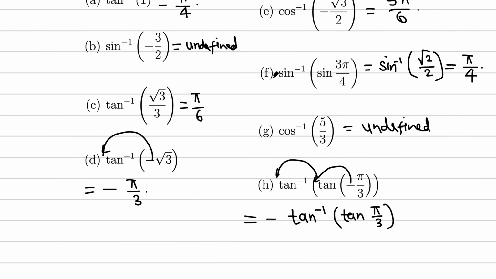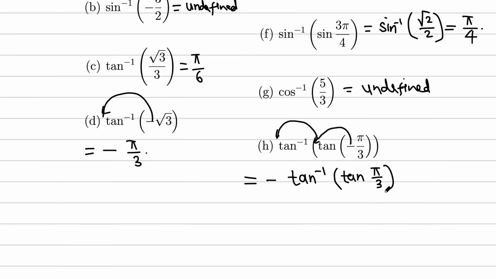Here, in part F, we can't cancel because 3 pi over 4 is not in the first quadrant. Here, it's in the first quadrant, so they cancel. And the answer is negative pi over 3. Or you can just find the value of tangent pi over 3 using the unit circle, which is root 3. And tangent inverse of root 3 is pi over 3. Back to the answer. So they cancel because this is in the correct quadrant. So the answer is negative pi over 3. Okay, final.